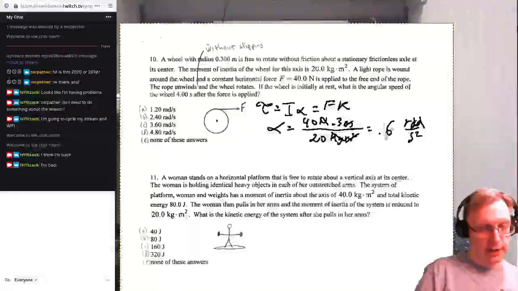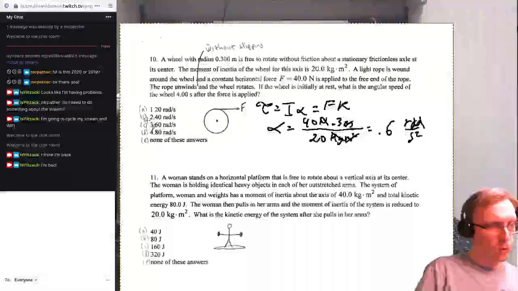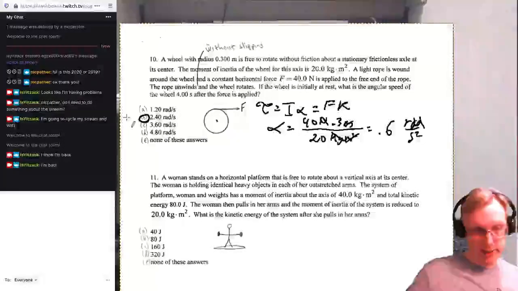4 seconds after the force has been applied. After 4 seconds of doing this, 4 times 0.6 is 2.4. So that should be 2.4 radians per second.